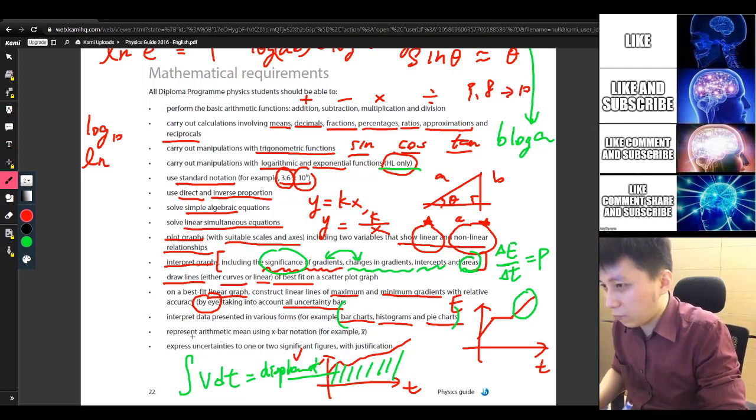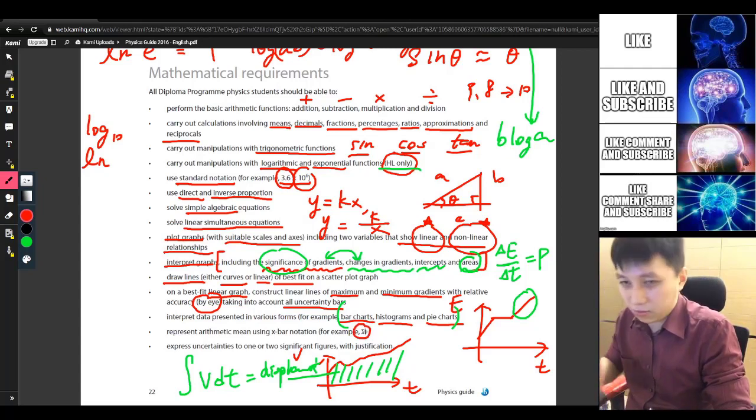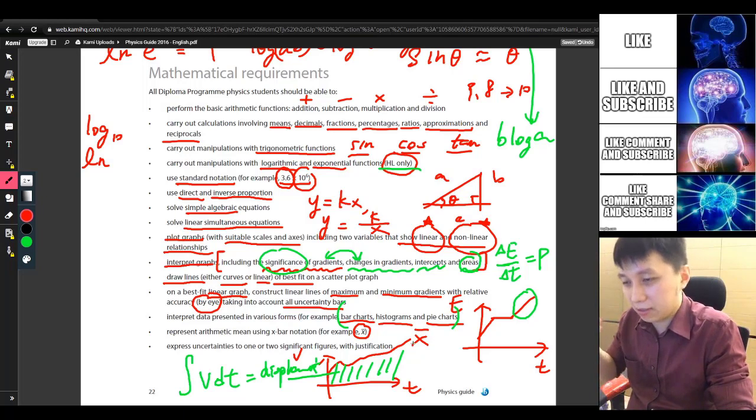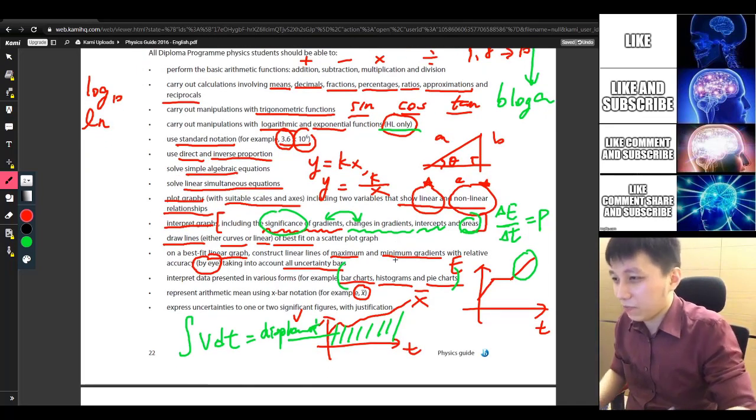Second last, represent the arithmetic mean using x bar notation. So like the number with the bar, the average of x with a bar, that means this is the average of x. Yeah, it's not even math. I think it's just language.